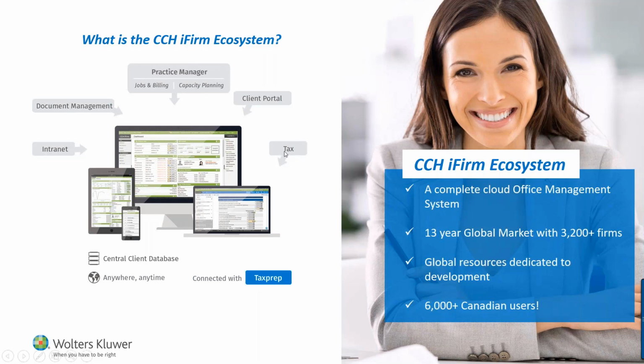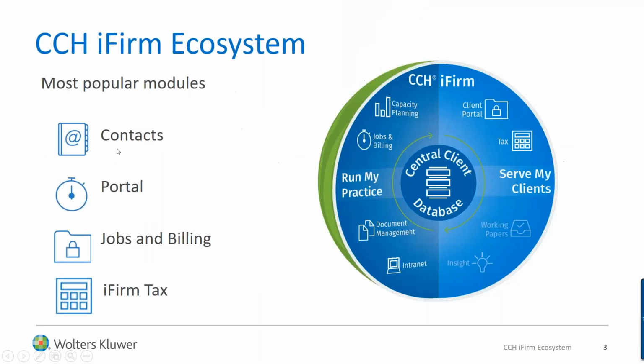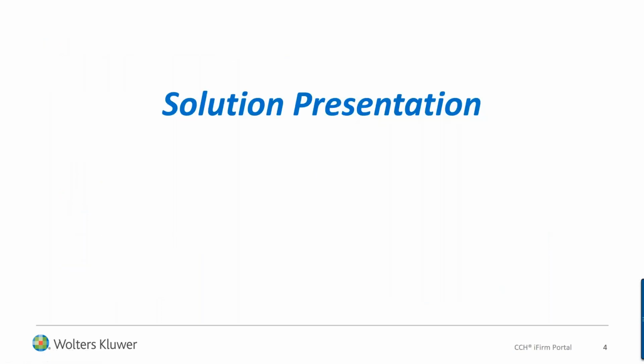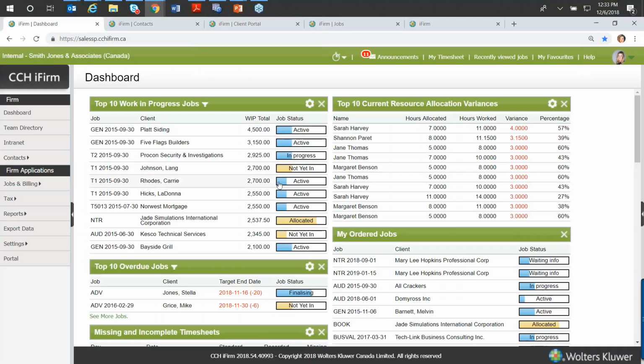Many firms have a lot of security breaches and your reputation's at risk. So we're going to talk about that module. We're going to briefly touch on our tax, so you could take your tax practice into the cloud, as well as jobs and billing, which are our most popular modules. So the real heart of CCH iFirm is the central client database. So we're going to start there, and really all the modules feed into that. So we're going to go right into our contacts, and then portal, jobs and billing, and iFirm tax.